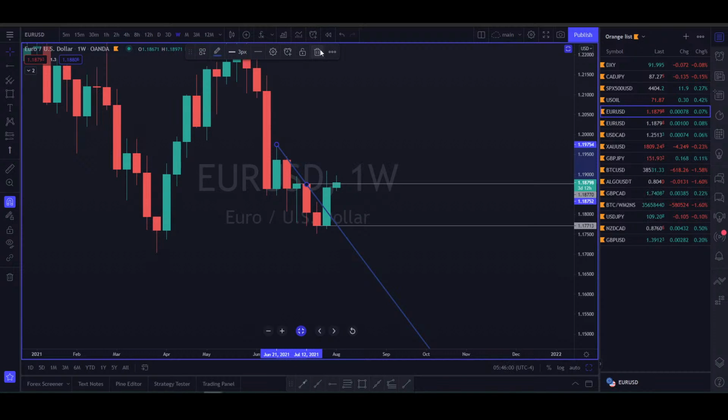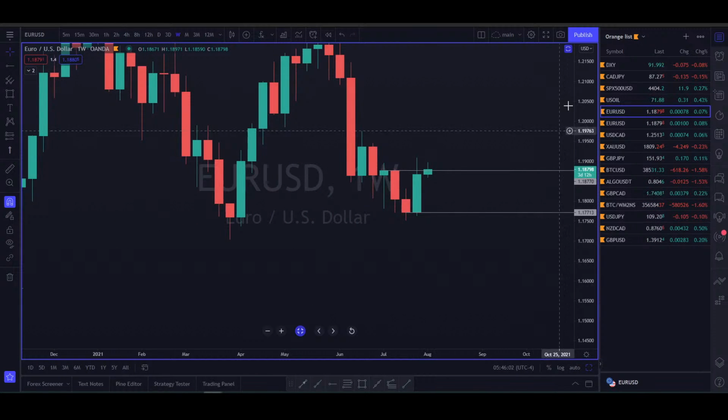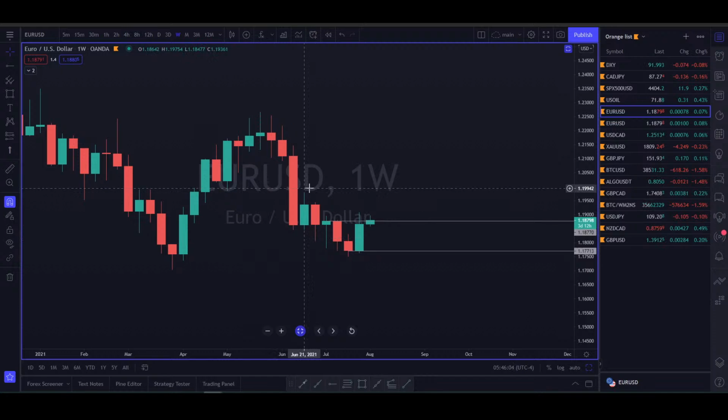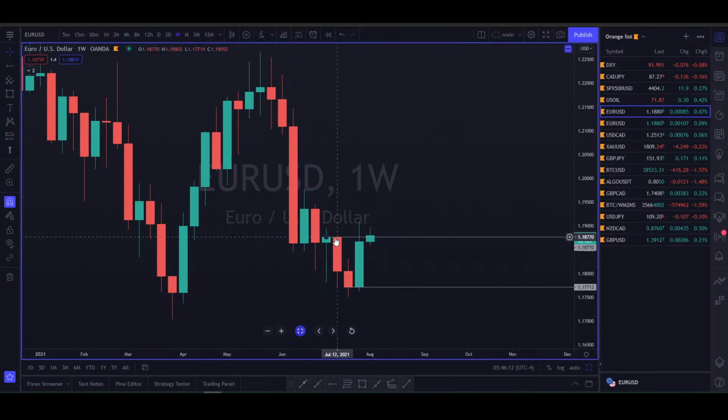Let's get rid of this trend line, as it is garbage now. We no longer need it. I don't trade off of trend lines. I was just showing you the formation. So here we go. There is your weekly resistance level, 1.18804.